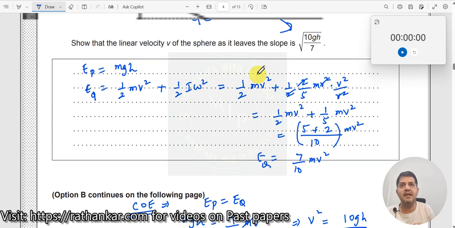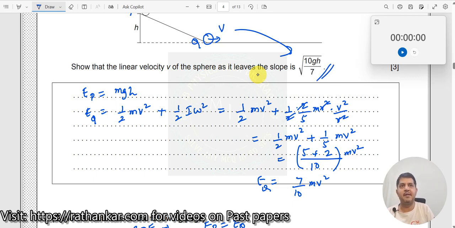So what is being required? Root of 10gh by 7. Thus we are able to prove this.